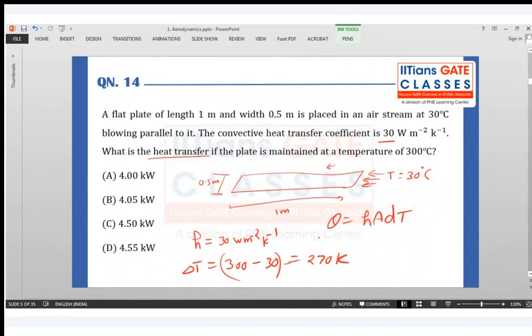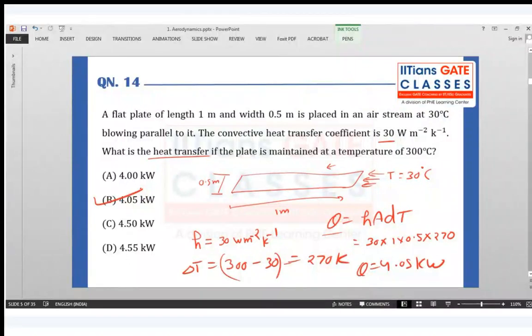So what they're asking is the heat transfer. So heat transfer is nothing but Q equals hA dT. H is 30, area is the cross-sectional area, so 1 into 0.5, and the temperature difference is 270. Guys, does anybody have a calculator with you? Sir, it is coming 4.05 kilowatt. 4.05 kilowatt. So it's easy. So the answer would be B.